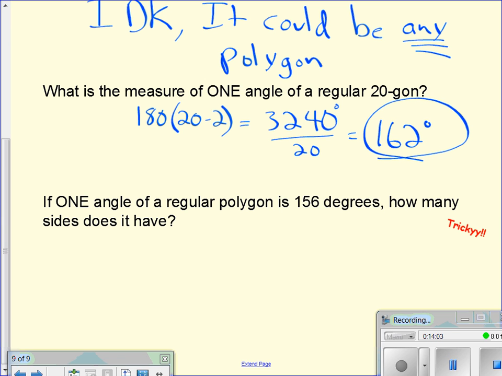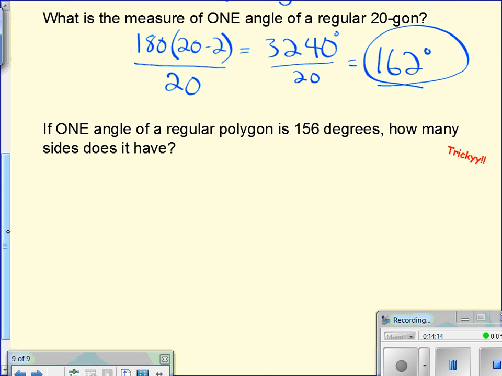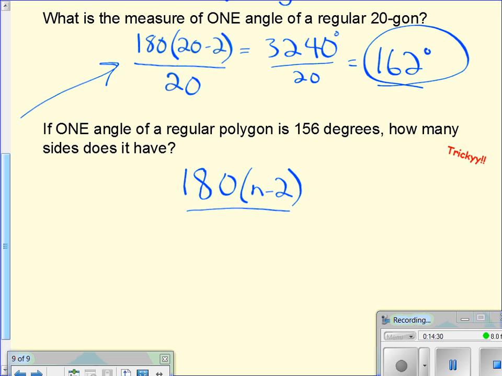Okay. And notice, this is basically our formula. The sum of the angles divided by the number of sides. This is something we're going to base our next problem off of, which I've labeled as a little tricky, but we can do it. If one angle of a regular polygon is 156 degrees, how many sides does it have? Go back to this one and realize what you did. And you got to do it backwards. 180 times n minus 2 divided by n. That's basically the variation of the formula I just used. And I know that is going to crank out for me 156 degrees. So I got to find n from that.